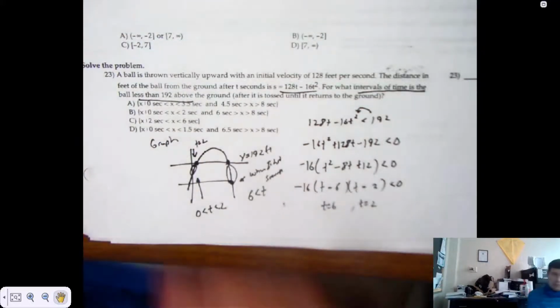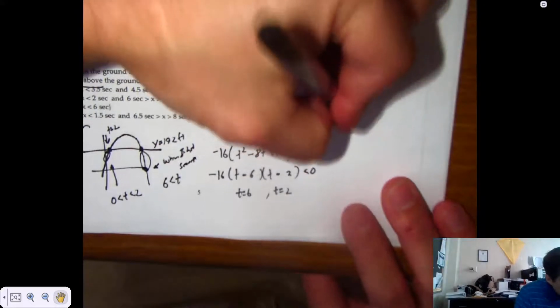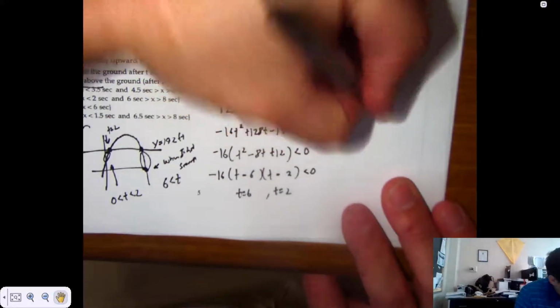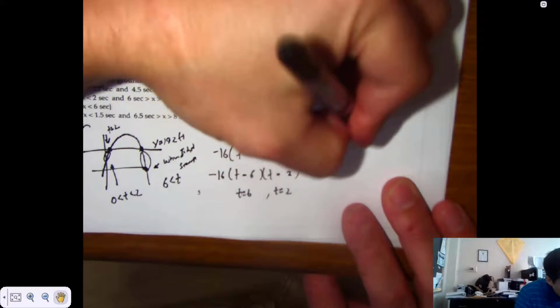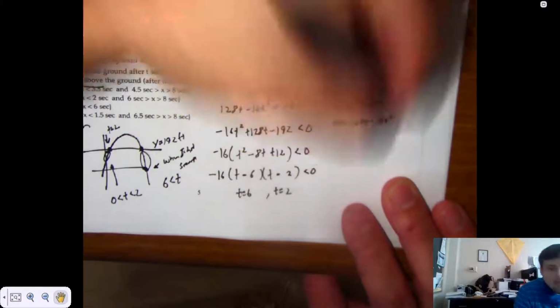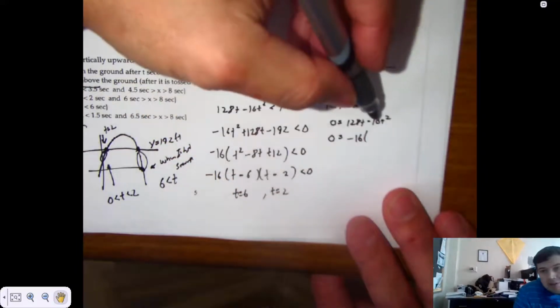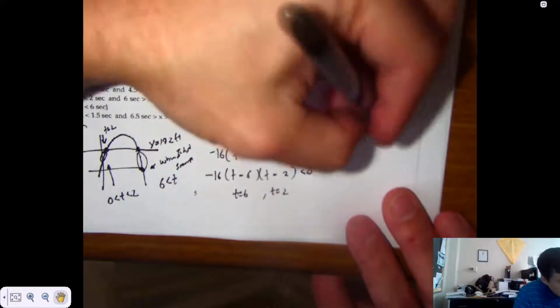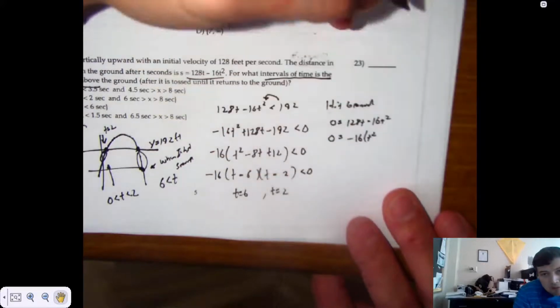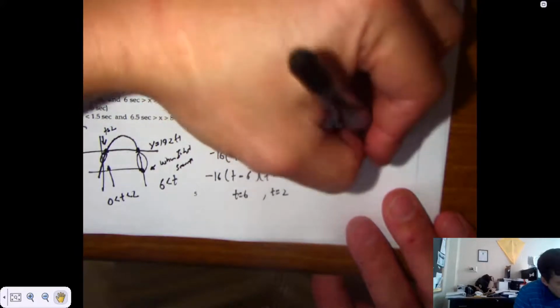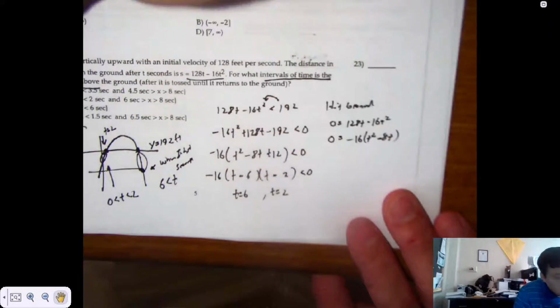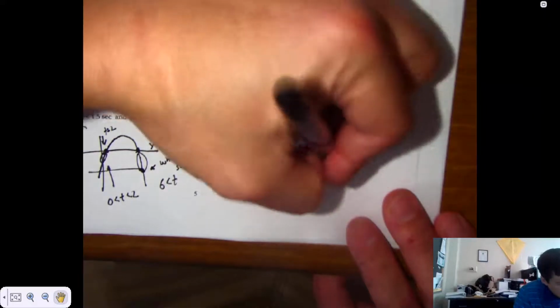When do I hit the ground? Alright, so off to the side, I hit the ground by saying 0 equals 128t minus 16t squared. I can pull that 16. If I pull a negative 16 from negative 16t squared, I have a t squared, and I should have pulled more than that. And I'd have a minus 8t. I should also pull the t out.